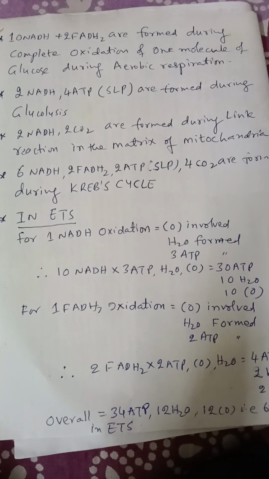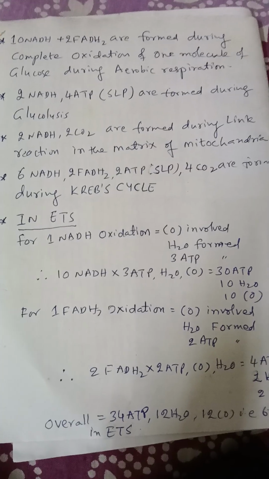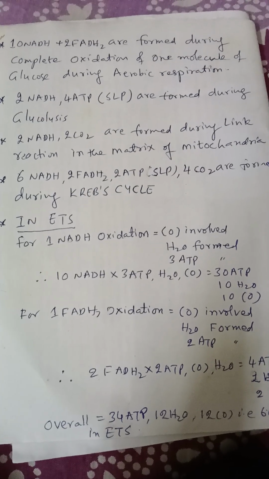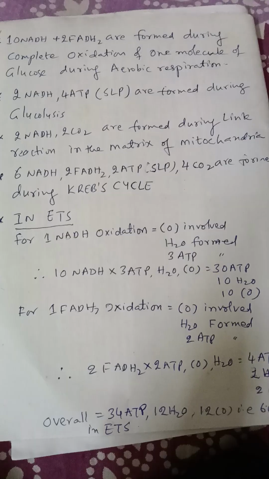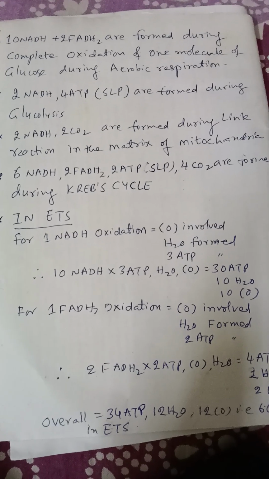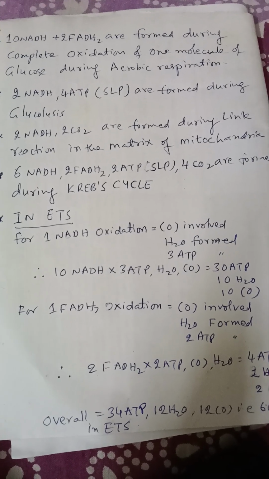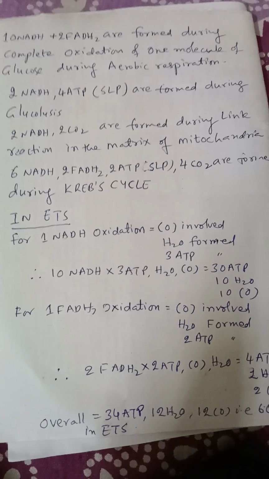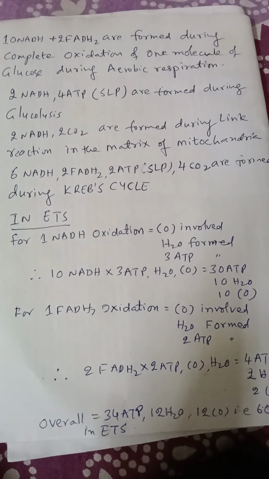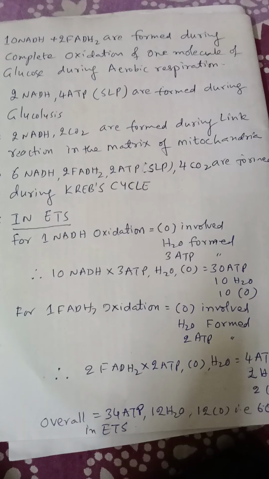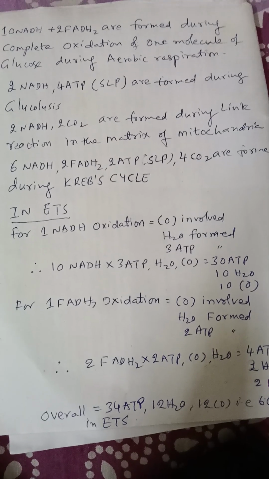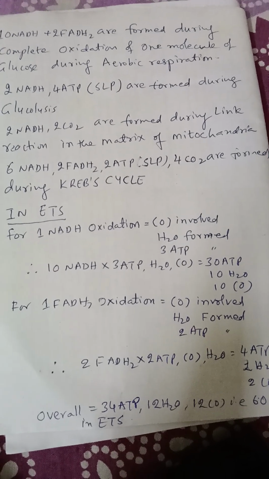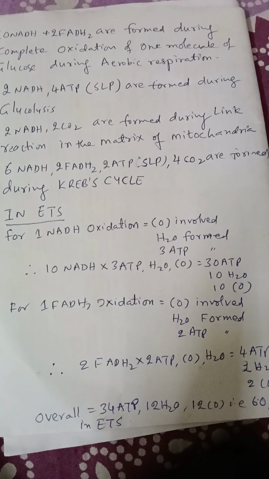So for example, in the electron transport system, in one NADH oxidation, one oxygen atom is involved, one H2O is formed, and 3 ATPs are formed. Therefore, for 10 NADH, 10 into 3 ATPs, 10 H2O, 10 oxygen atoms, that is equal to 30 ATP, 10 H2O, 10 oxygen atoms.